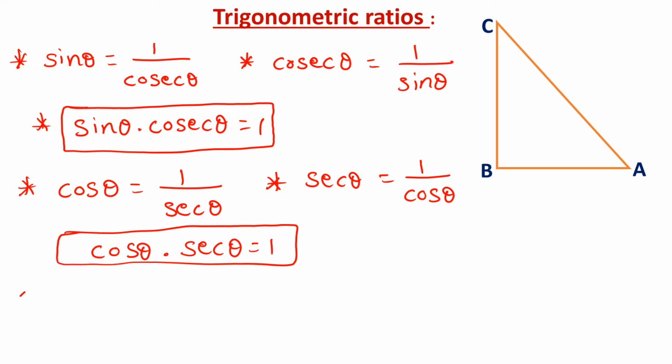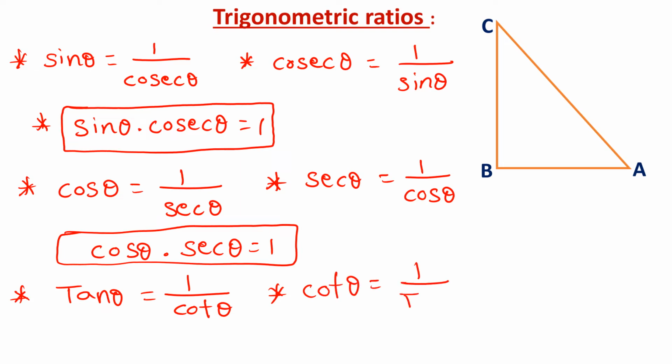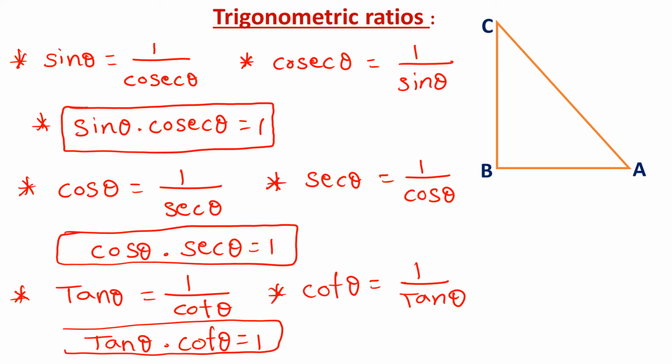Now one more: tan theta is the reciprocal of cot theta, and cot theta is the reciprocal of tan theta. So cot theta equals 1 by tan theta, and tan theta equals 1 by cot theta. So tan theta into cot theta equals 1. Okay? Understand? So now look at that here.